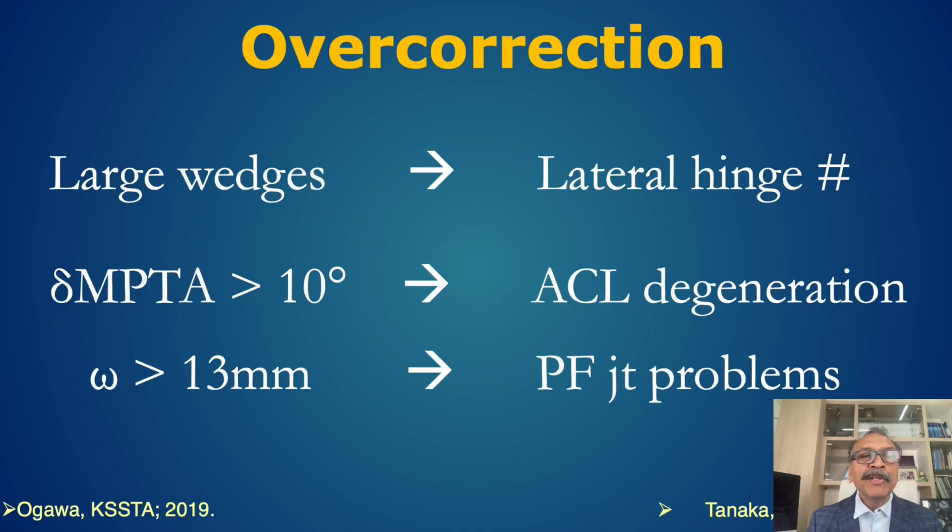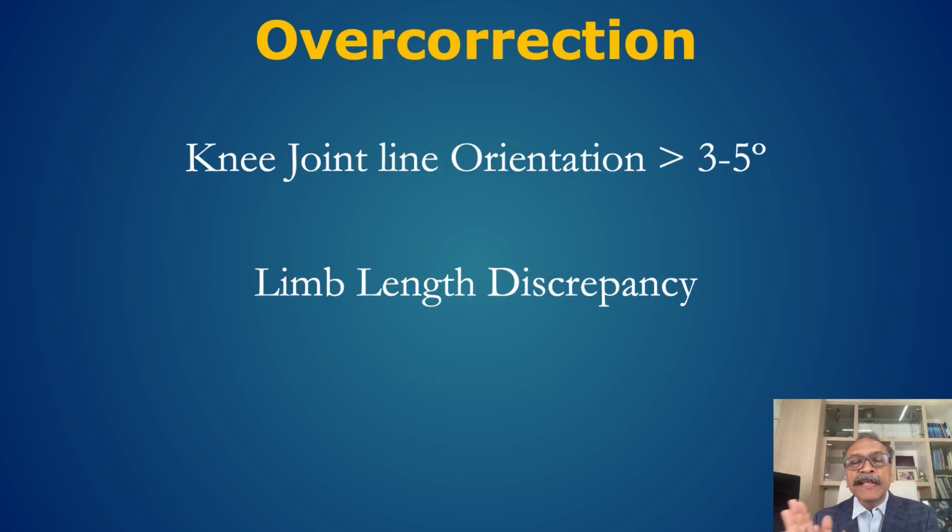Why not? Because if you correct a large wedge, you can develop hinge fractures. The bone may take a long time to heal. You can have patellofemoral degeneration, excess pressure in the patellofemoral joint. It is also proved that if the MPTA goes beyond 95 degrees, you can get ACL degeneration, excess loading on the anterior cruciate ligament. And finally, this big thing about the knee joint line orientation: greater than 5 degrees can create difficulties, especially in those who are high demand.